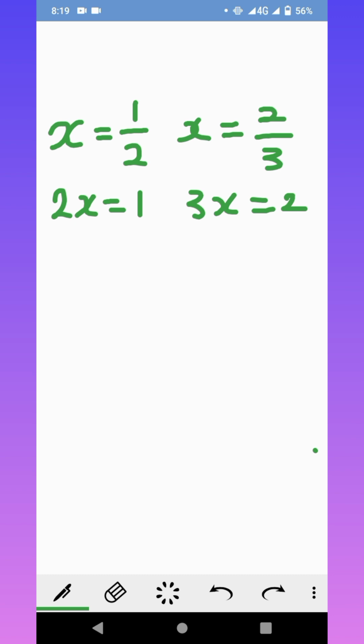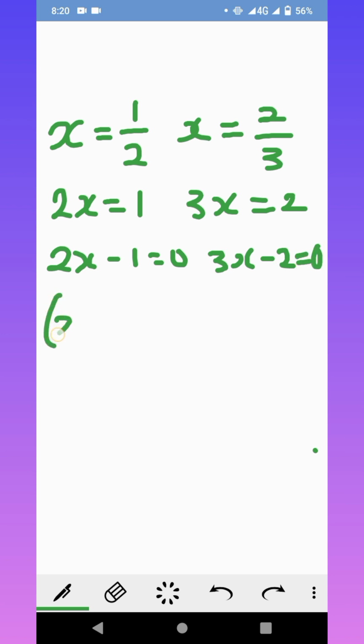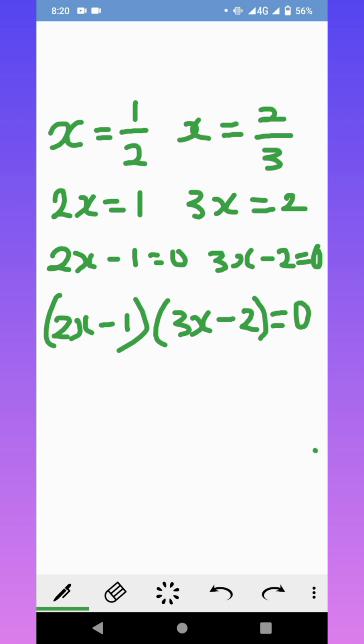Then we'll move the 1 to the left hand side. So we have 2x minus 1 equals 0. We'll move the 2 to the left hand side as well. We have 3x minus 2 equals 0. Okay, so we equate both of them to 0. So we have (2x minus 1)(3x minus 2). Close bracket and equate them to 0.